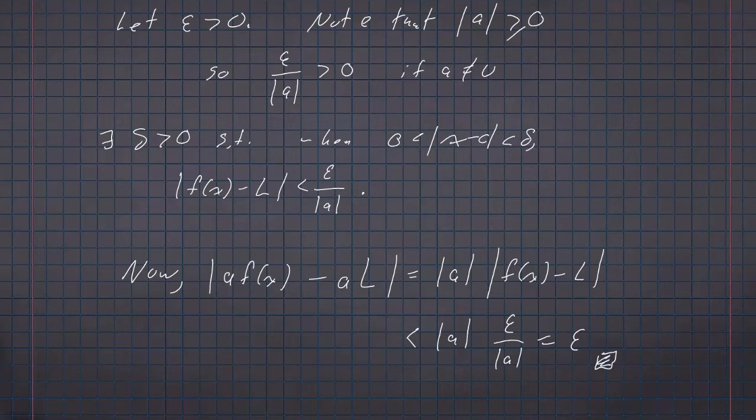I'm going to put a really small QED box here because that's only proving one statement, not the entire theorem. But that does give us that the limit as x approaches c of a times f of x is equal to a times L. You can take that constant factor out in front of a limit. I do have to put the caveat in here that this only works when a is non-zero.